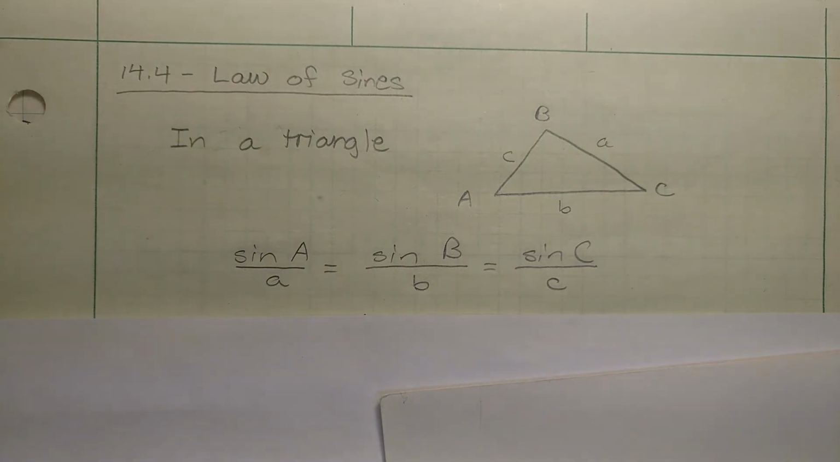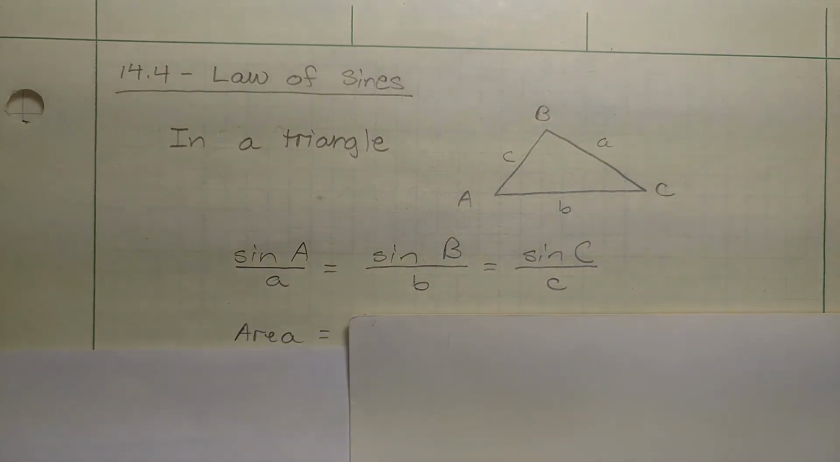The sine of angle A over side A equals the sine of angle B over side B, and equals the sine of angle C over side C. So if I can take two of these ratios and fill in three of the four parts, then I can solve for the missing part. That's what happens with the law of sines.